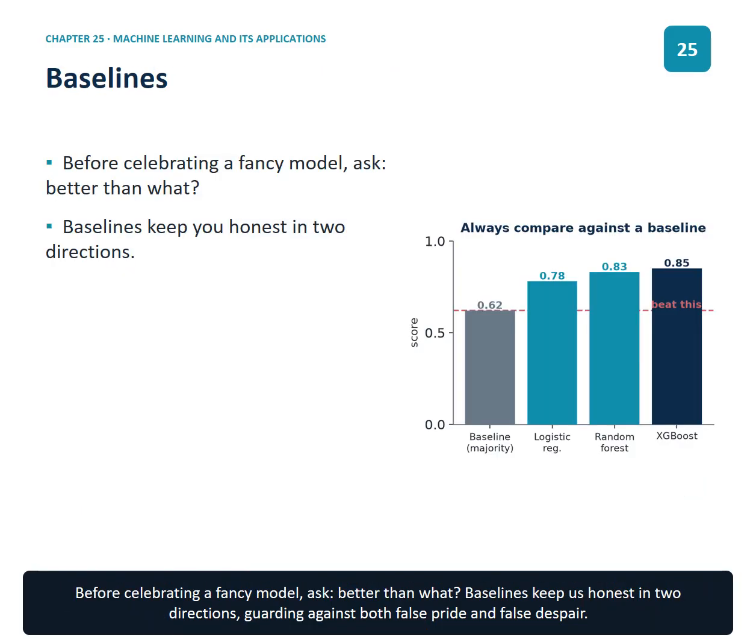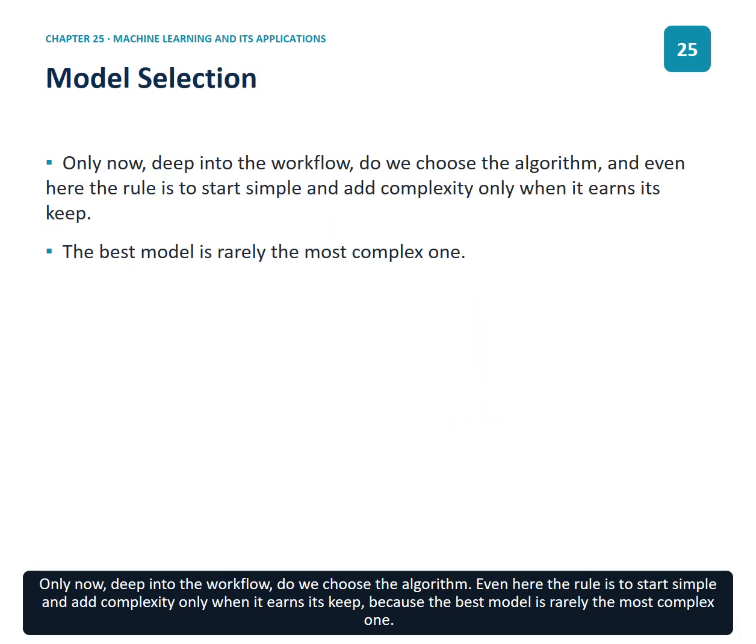Before celebrating a fancy model, ask, better than what? Baselines keep us honest in two directions, guarding against both false pride and false despair. Only now, deep into the workflow, do we choose the algorithm. Even here, the rule is to start simple and add complexity only when it earns its keep, because the best model is rarely the most complex one.